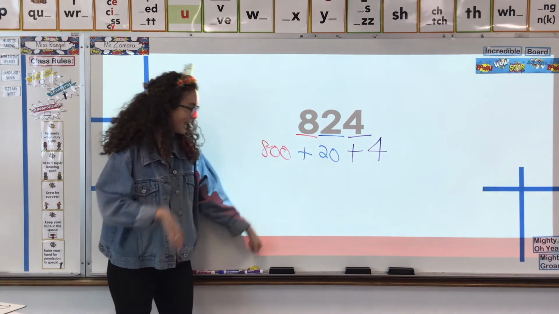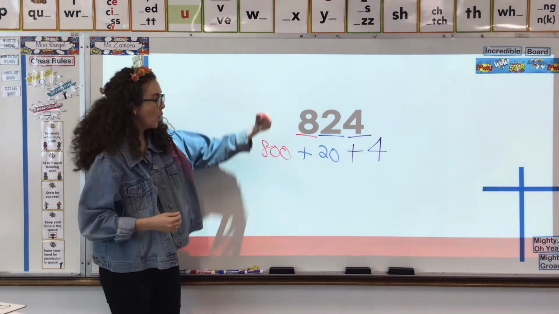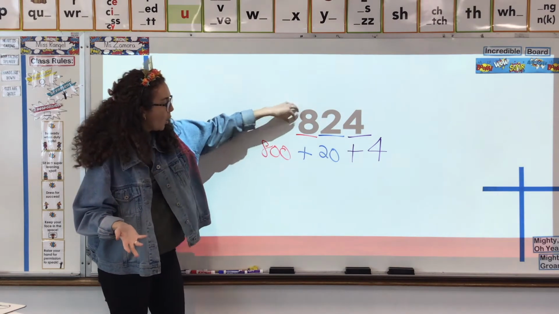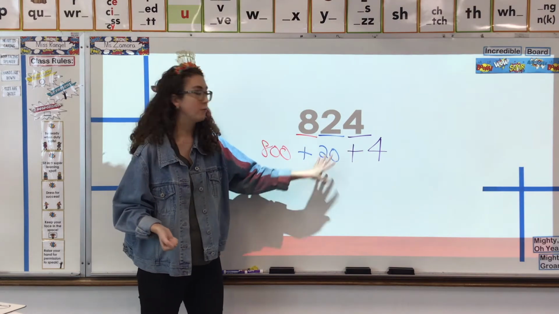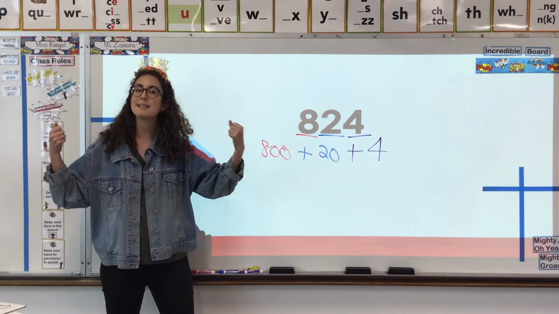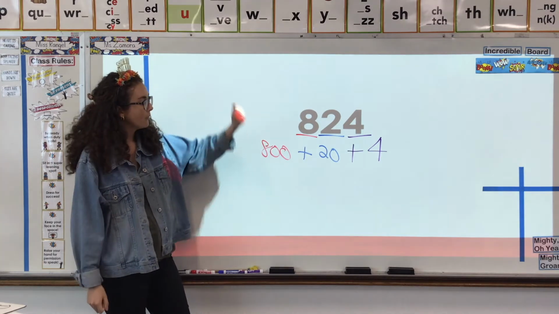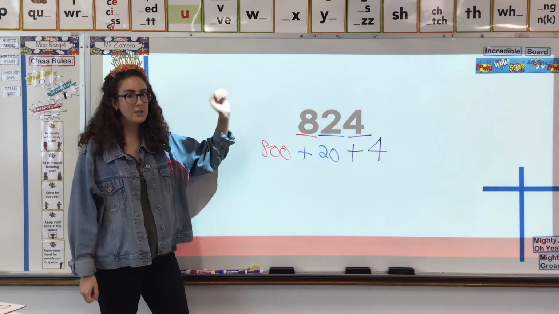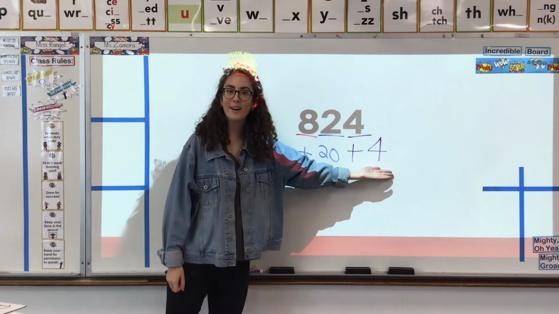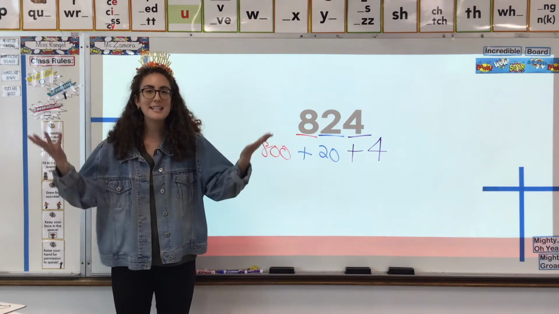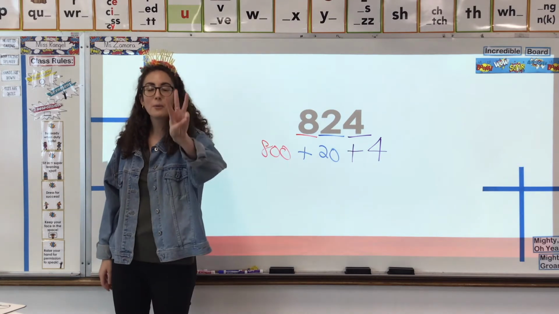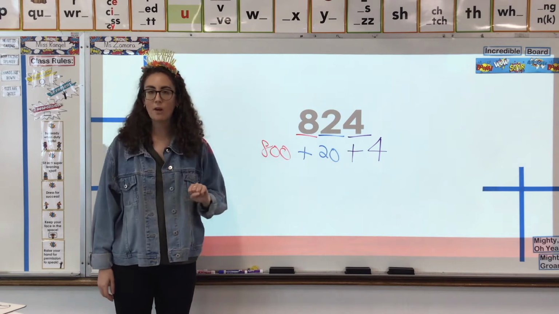So this is expanded form. We took each digit and based on its place, showed the value through an addition sentence. We expanded this number to see its entire value. So 824 is also 800 plus 20 plus 4. This is expanded form. Awesome job. We now have 3 forms that we have knowledge about.